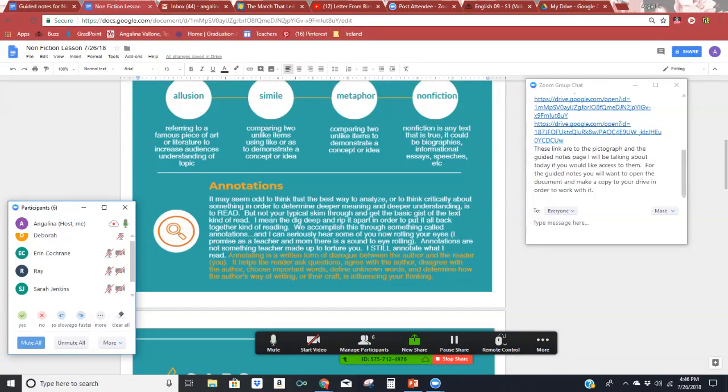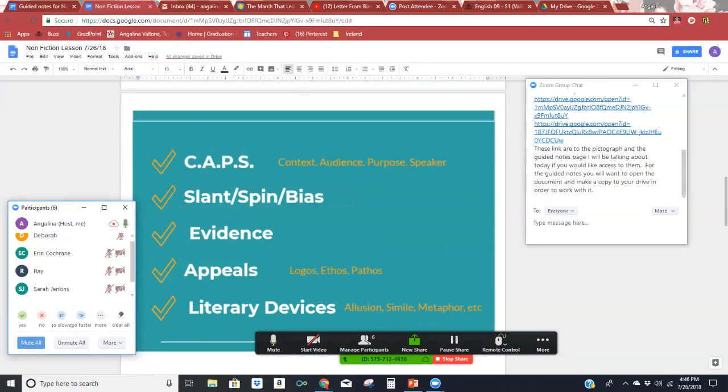So I'm going to skip down here really quick to the things to look for, or the things to do when you're annotating and analyzing your nonfiction. So the most important place to start is with something called CAPS, and it stands for context, which in the case of the letter to Birmingham is going to be your historical context around the civil rights movement during Martin Luther King's life. And we're going to look at some of that in a bit.